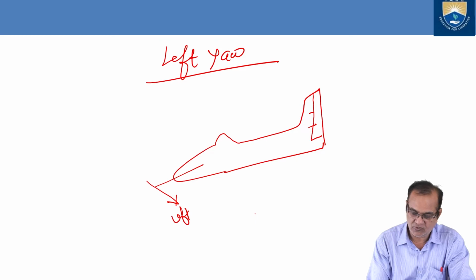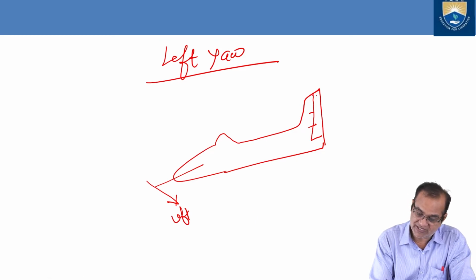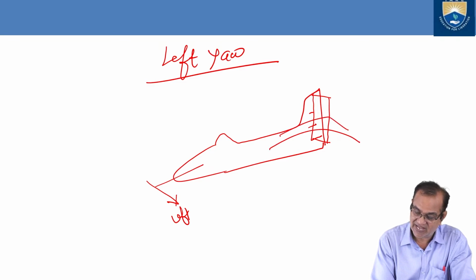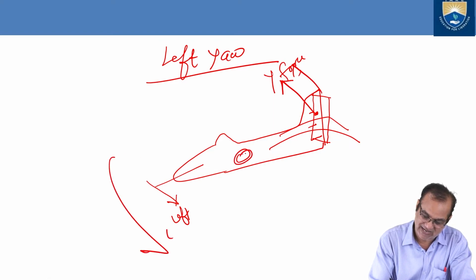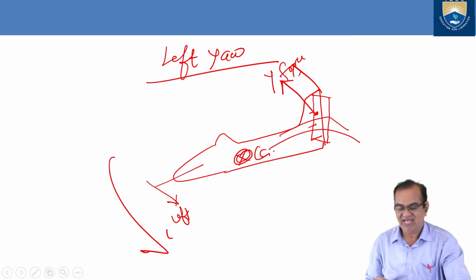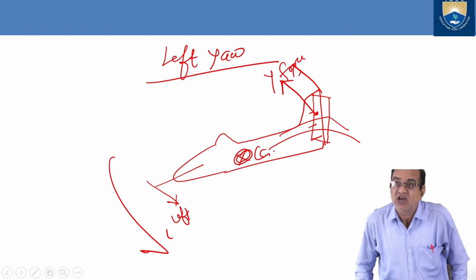Okay, then what do I have to do? I have to turn this thing towards the left like this. So here, the angle of attack in this direction will increase. Your lift force will act in this direction, and this will pull like this. Your nose will go like this because the CG is here. This is the CG. So like this, you will get the yaw.